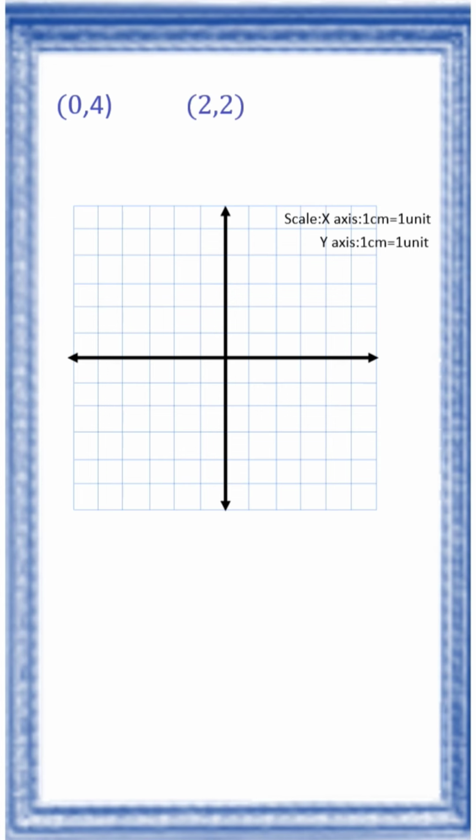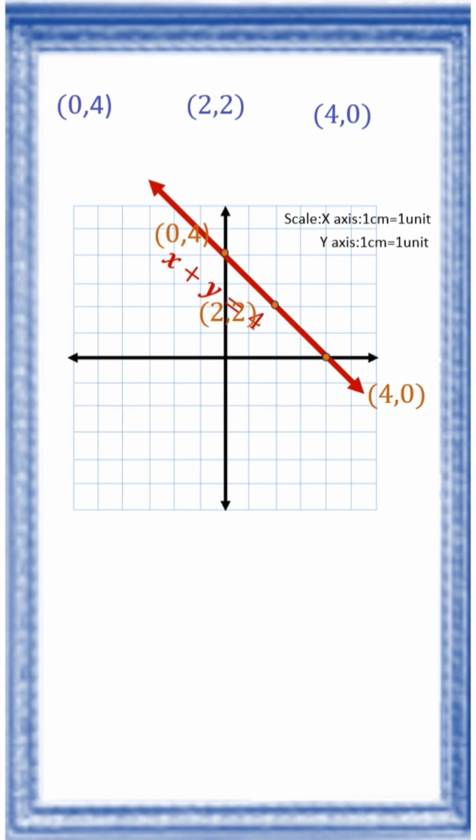These are the points to be marked: (0, 4), (2, 2), (4, 0). Now let us join these points, which represents the equation x + y = 4.